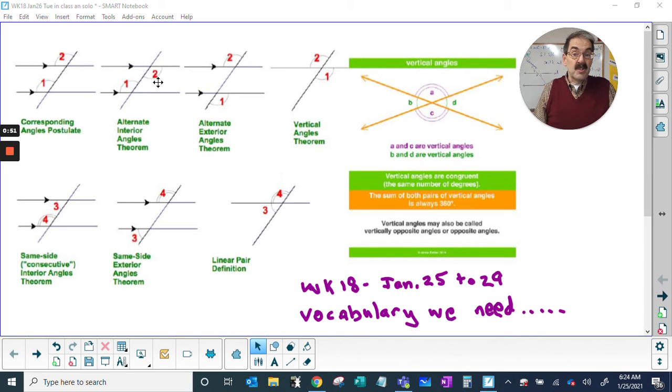Alternate interior is usually pretty easy. Alternate exterior is pretty easy. Vertical, get that in your head. Same side consecutive, and then the linear pair, straight line. Okay? All right, so let's get started.